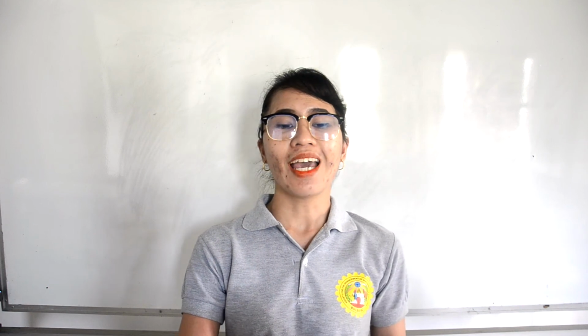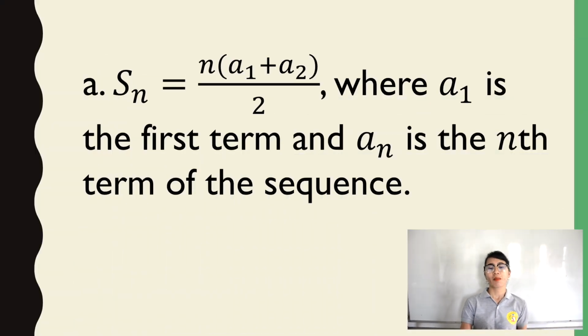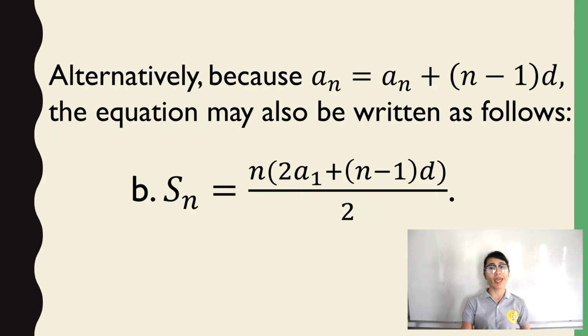So first, we have S sub n is equal to n times the quantity of a sub 1 plus a sub n all over 2, where a sub 1 is the first term and a sub n is the nth term of the sequence. Alternatively, because a sub n is equal to a sub 1 plus the quantity n minus 1 times d, or the common difference, the equation may also be written as follows. So, for letter B, S sub n is equal to n times the quantity of 2a sub 1 plus the quantity of n minus 1 times d, over 2.